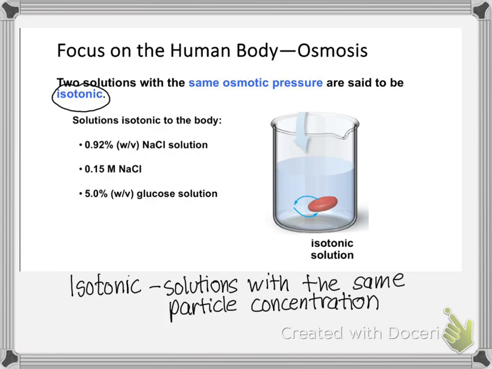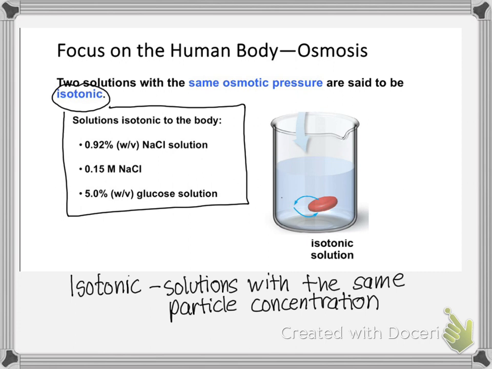Now for our reference, we have solutions of known concentrations that would be considered isotonic with a red blood cell. And here are these solutions. Now, you do not need to memorize these solutions. We'll refer back to them. But just so we have a reference, we have these solutions that we know are isotonic with the body. And we're talking about red blood cells. Okay, so the concentration of the particles in these solutions is equal to the particle concentration in a red blood cell. Okay, so just keep that in mind.